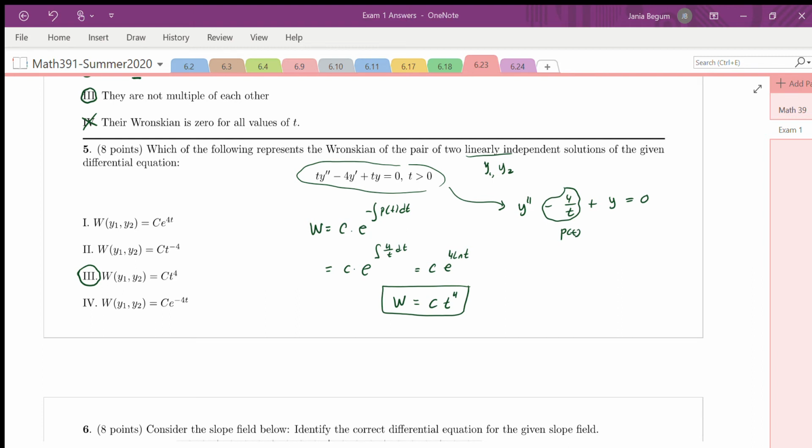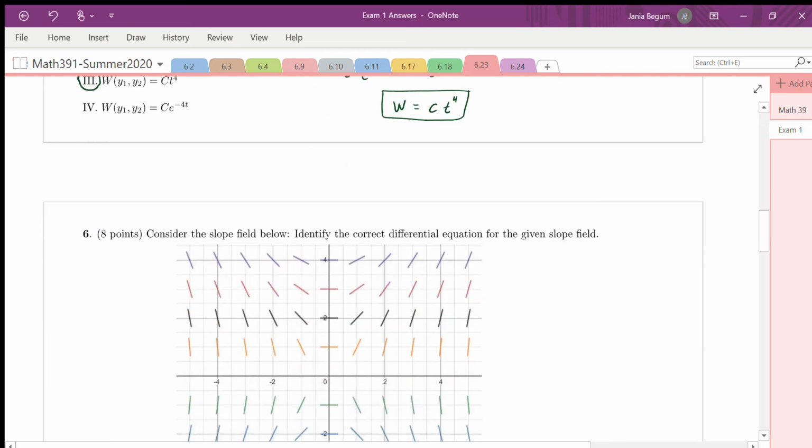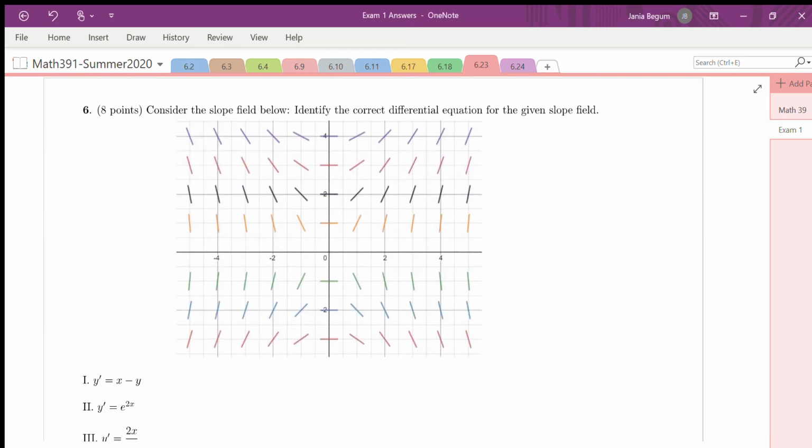So, okay. Someone else have a question? I think someone else had a hand up and I missed it. Okay. All right. So moving on to the next question. Oh, this is a slope field. Oh, this was pretty. Did you guys like it?